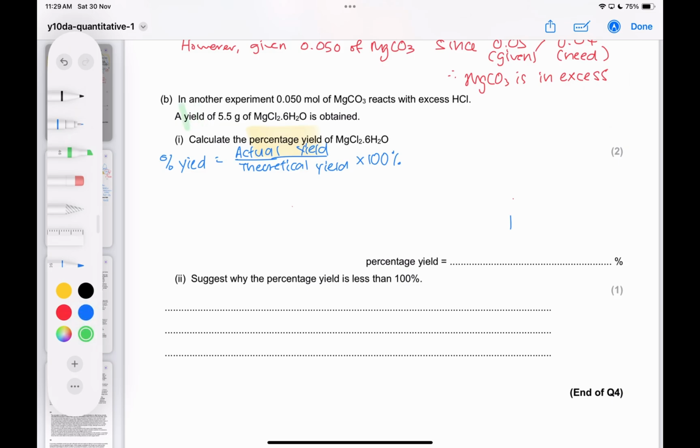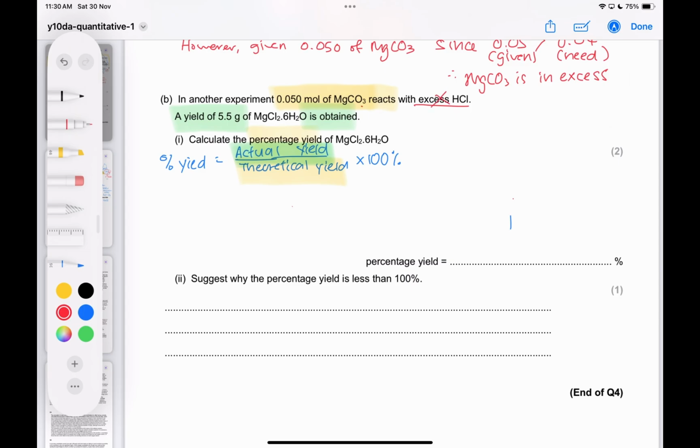The question says a yield of 5.5 is actually obtained. This is our actual. So we have 5.5 on the top, but they did not give us anything about the theoretical. So what we need to do is, we have some information on the top here. We've got 0.05 mole of Mg reacts, and then there's excess HCl, so we don't need to worry about HCl.